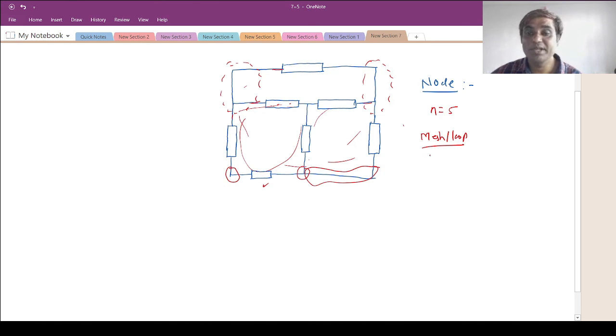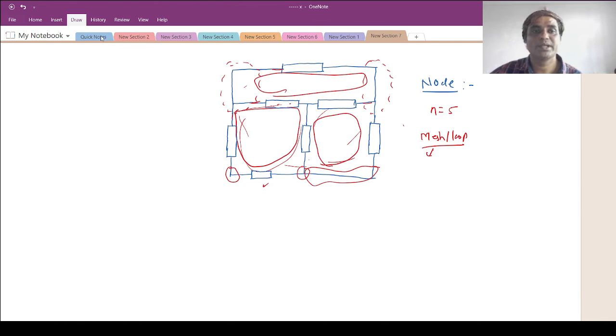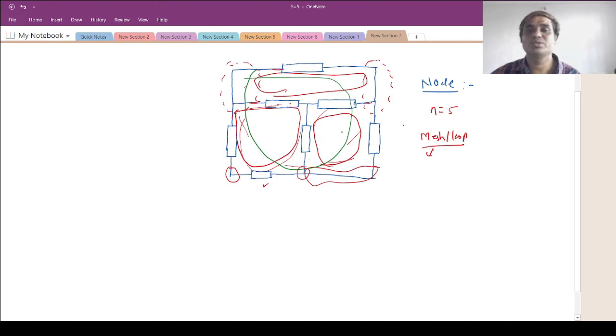And what is a mesh? Basically a mesh is also a loop, but which doesn't have an inside loop in it. For example, if I am taking this loop, there is no inner loop present, so this is called a mesh. Whereas if I am taking this as a whole, then I observe that there are inner loops also present, so this I cannot define as a mesh. So basically a mesh is a subset of a loop.